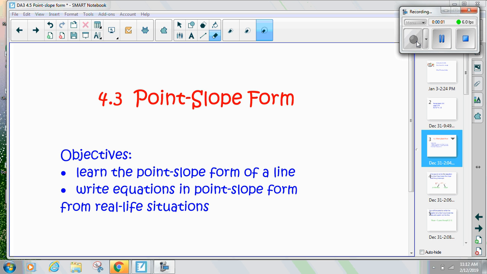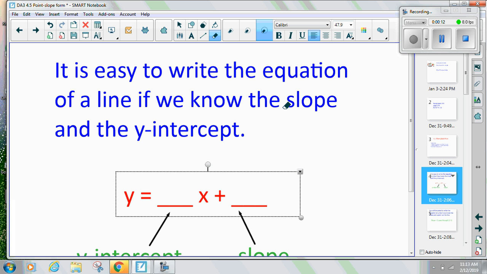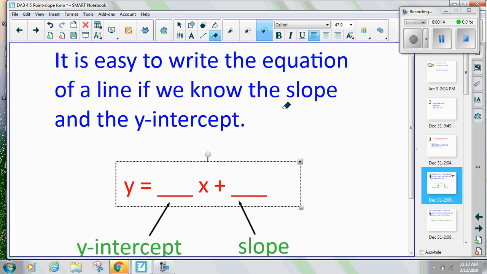All right, we're going to learn a different form of a linear equation. We just got done with slope-intercept form, but now we're going to learn point-slope form. Slope-intercept doesn't always cut it depending on the scenario. So here's slope-intercept. Remember, it's easy to write the equation when we know the slope and the y-intercept.